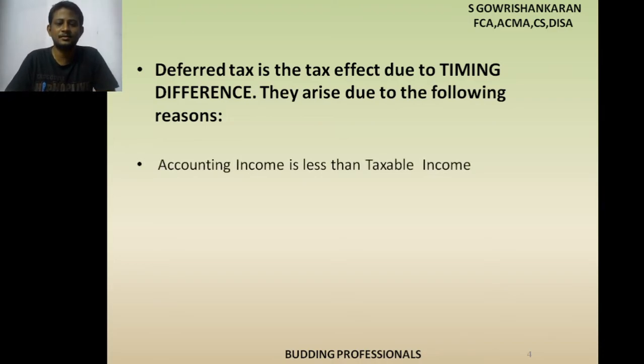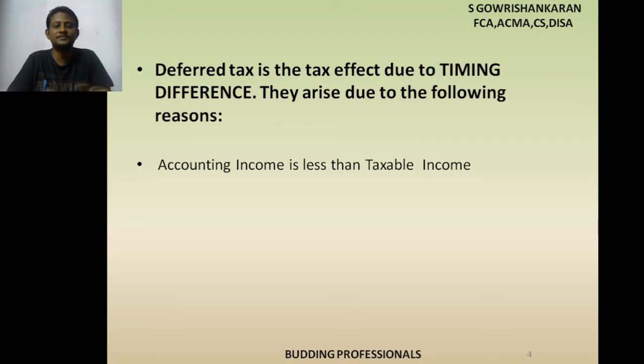Timing difference arises due to the following reasons. Deferred tax will arise due to timing difference, but in what scenarios? First, accounting income is less than taxable income. My net profit under the P&L account is 100 crore, but my net profit as per the Income Tax Act is 150 crore. You got it? That is, accounting income is less than taxable income. My book profit as per the P&L account is 100 crore only, but my net profit as per the Income Tax Act is 150 crore.